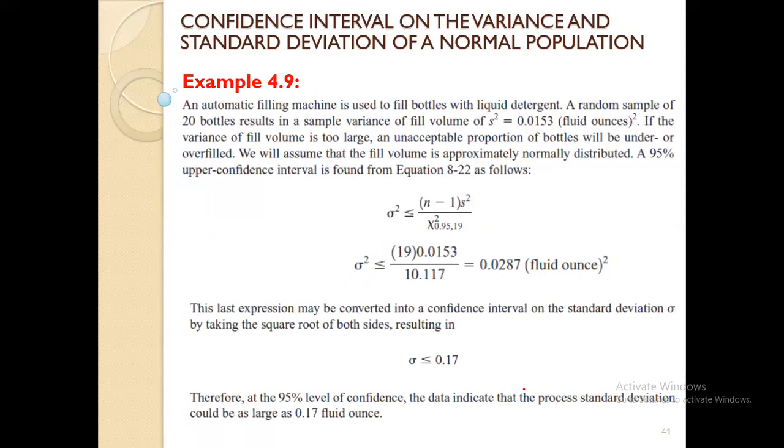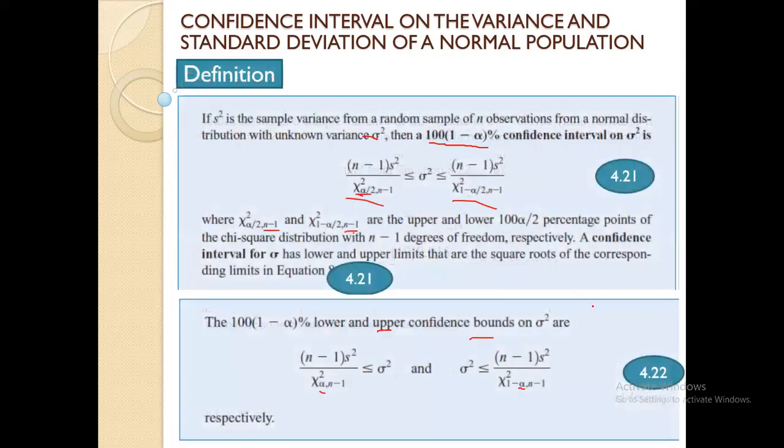For this case, we cannot check two sides. We only check the maximum that's possible, because the error is based on how we fill the bottle. That way, the maximum that will be overfilled. Okay, for this case, we use the upper confidence bound. We will consider this case.